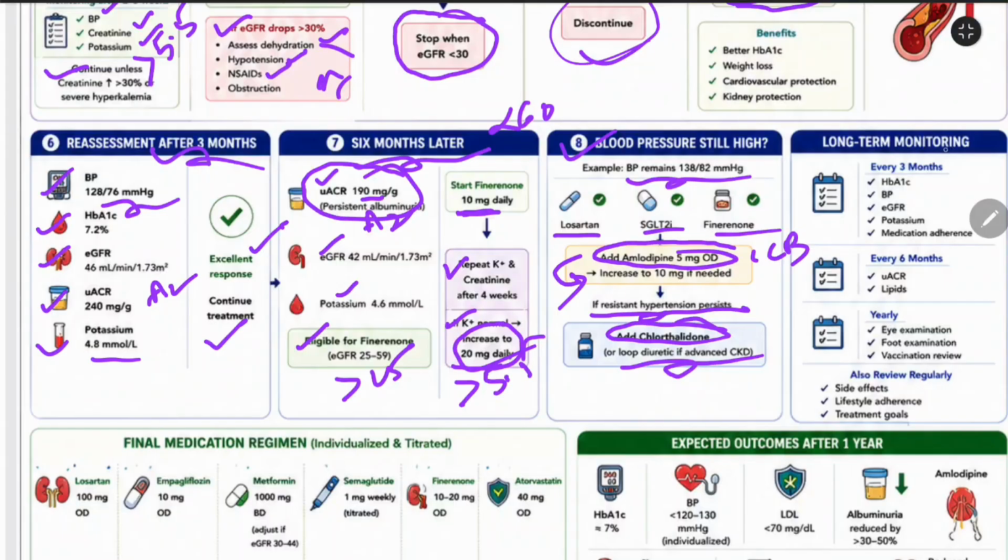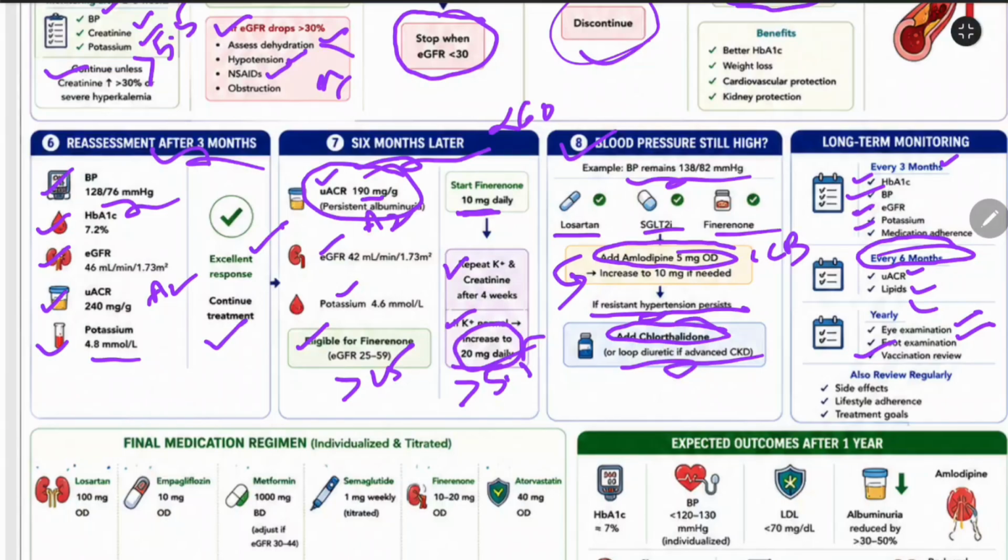Long-term monitoring: every 3 months the patient should have HbA1c, eGFR, potassium, and BP checked. Every 6 months the patient should have UACR and lipids checked. In a normal patient it is actually every year, but in these DKD patients it is every 6 months for lipid profile and UACR. Yearly eye examination, foot examination, and vaccination review should be done.